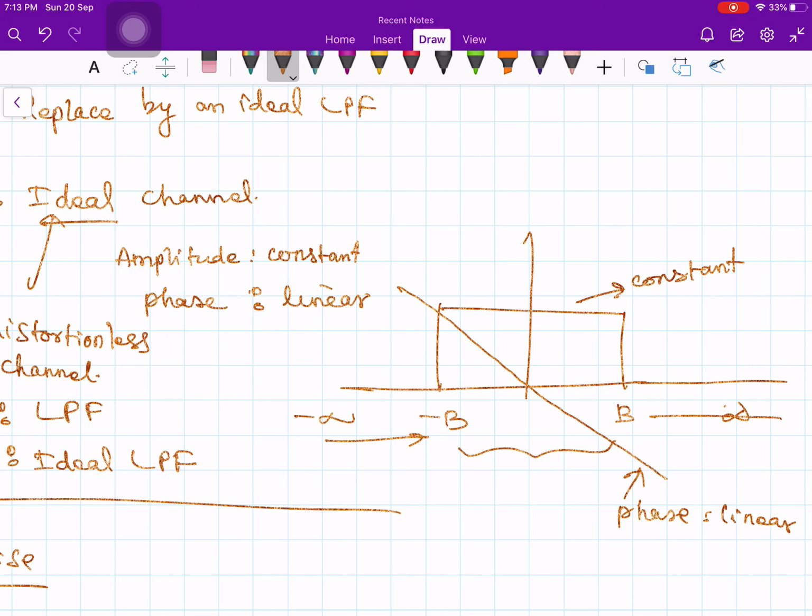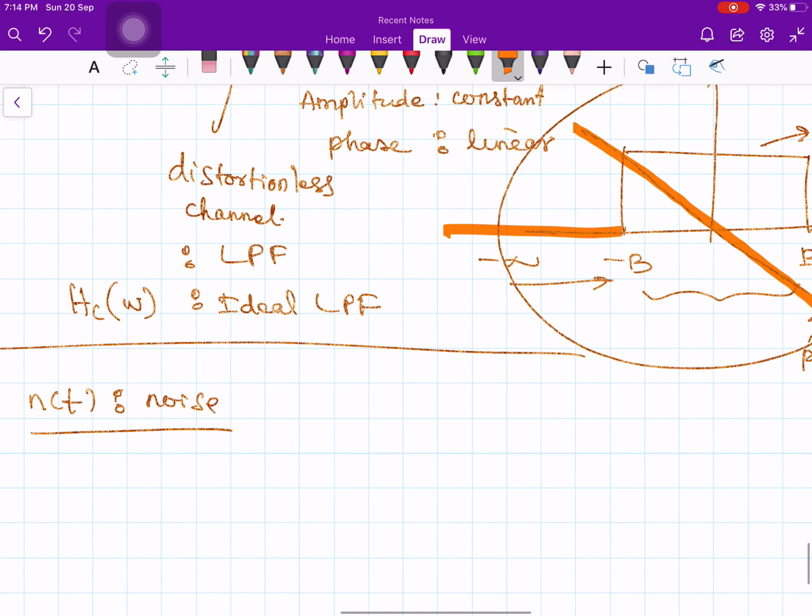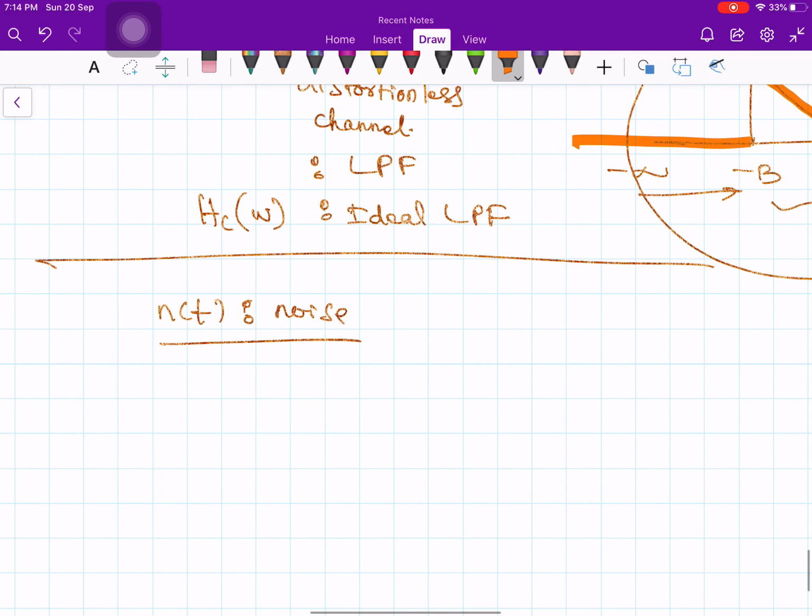When I say ideal low pass filter, that means the low pass filter should have this kind of characteristics, this kind of transfer function. So constant between minus B to plus B and 0 outside. This is the amplitude characteristics, and phase response could be either 0 or a linear function like this. Again, it has to be linear over the bandwidth of interest. Now let us consider the noise part.